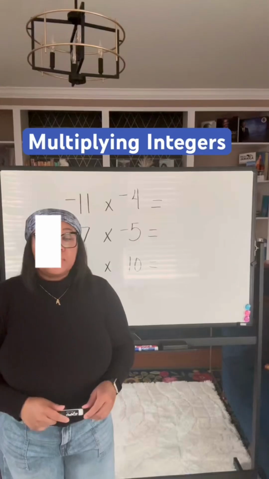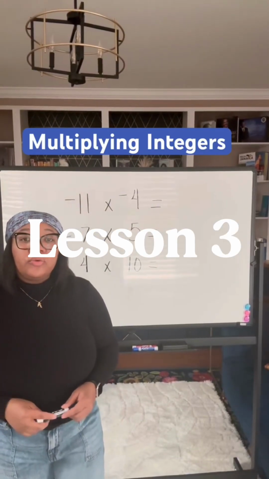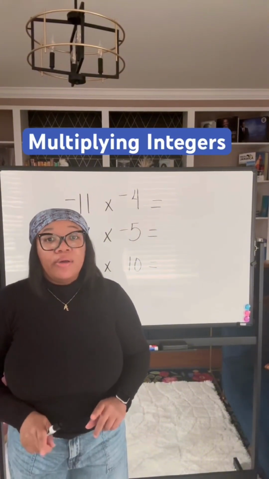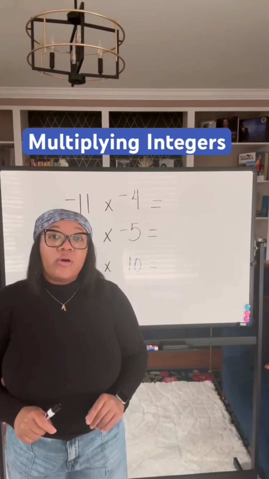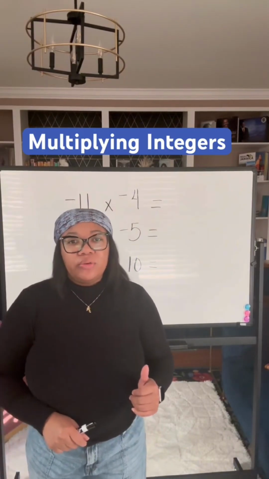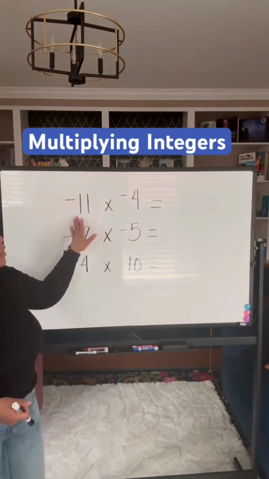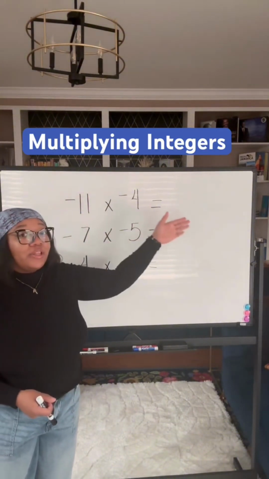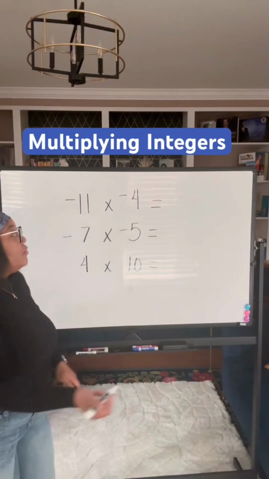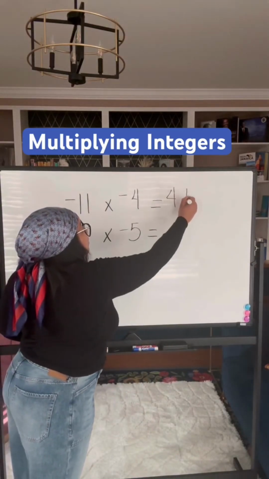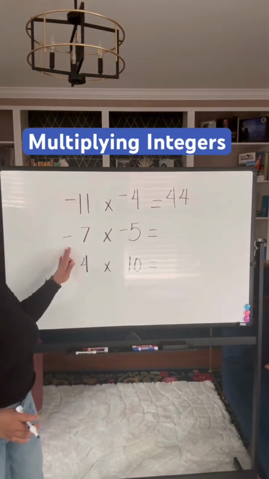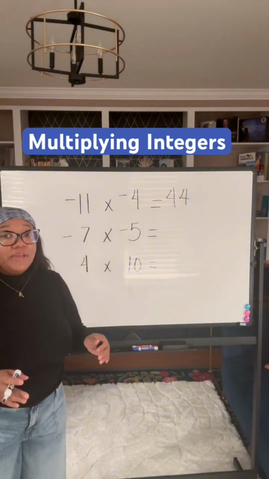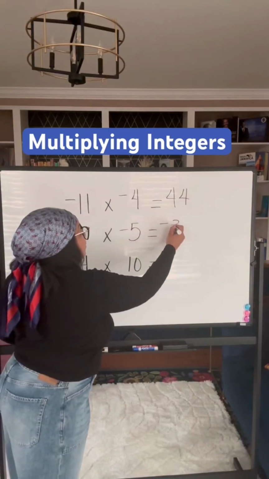Okay? When multiplying integers, the rule is whenever the signs are the same, the number will always be positive. However, when the signs are different, the answer will always be negative. Let's take a look and let me show you what I mean. Negative 11 times a negative 4. These both have negative signs, so therefore the answer is going to be a positive 44. Negative 7 times negative 5, both have negative signs, and that means they're going to be positive 35.